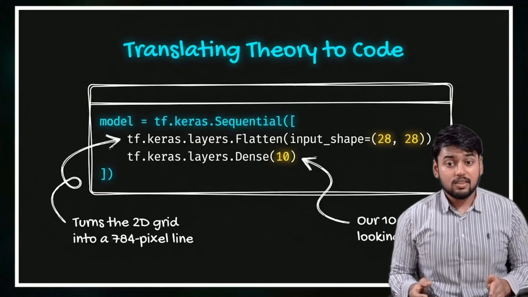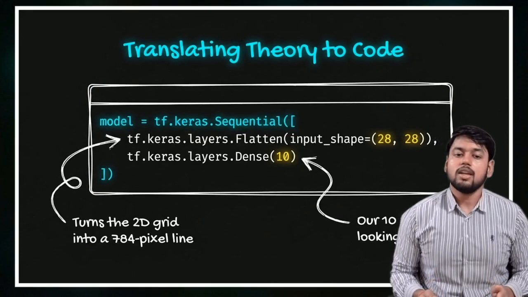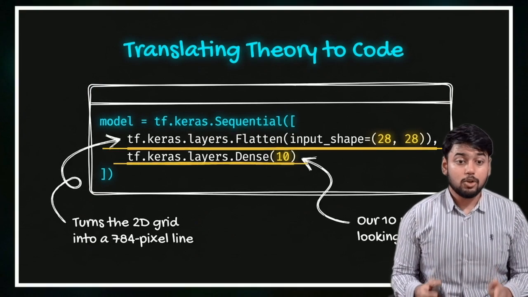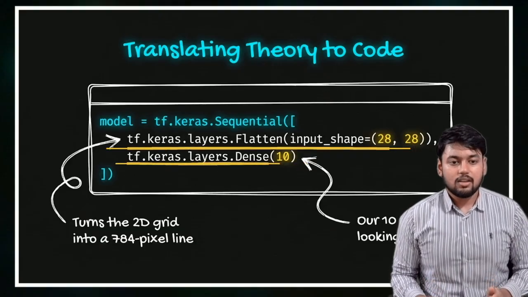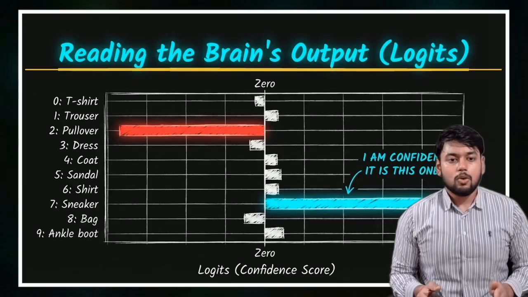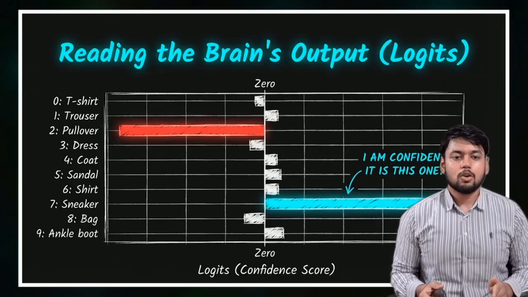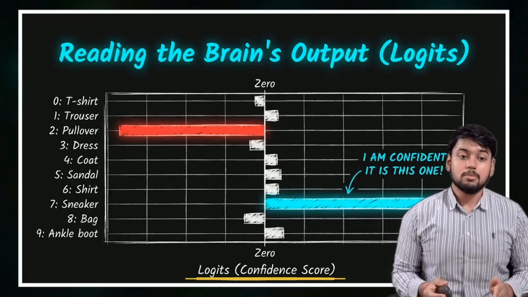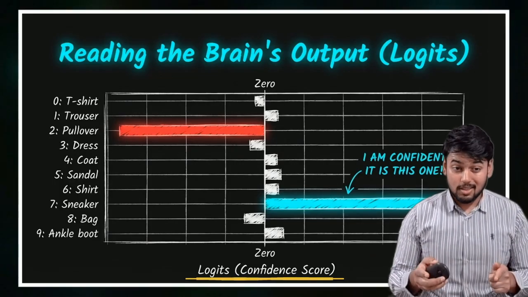In code, we represent this by flattening the grid and defining a dense layer with 10 output neurons, one for each category. Each neuron spits out a logit, or a confidence score. The network simply looks across the layer and picks the highest number. I am confident it is this one.